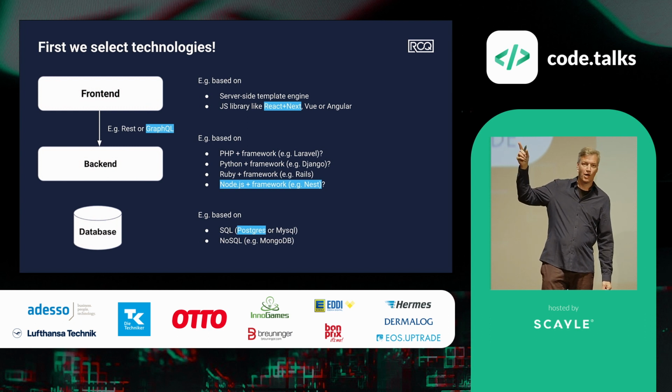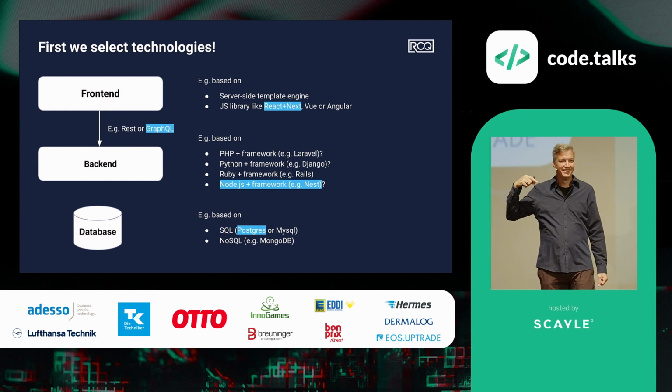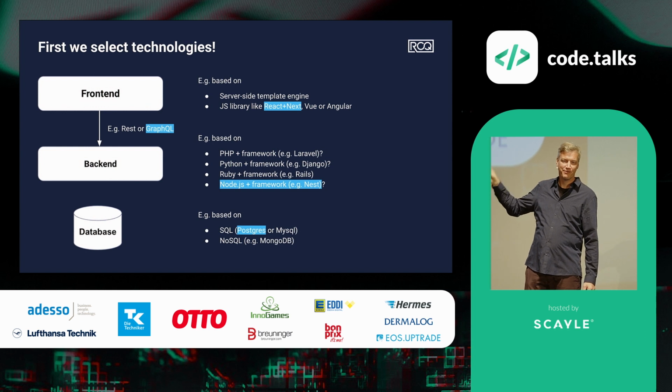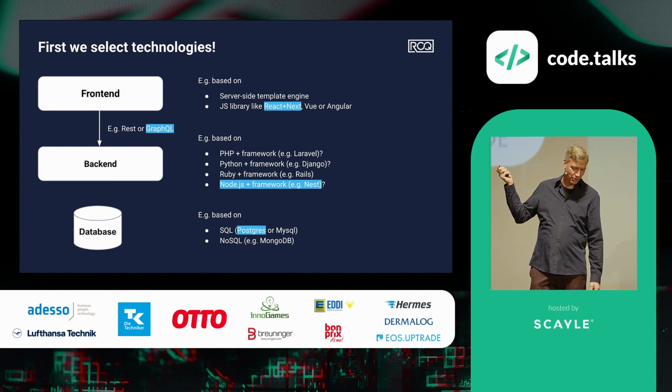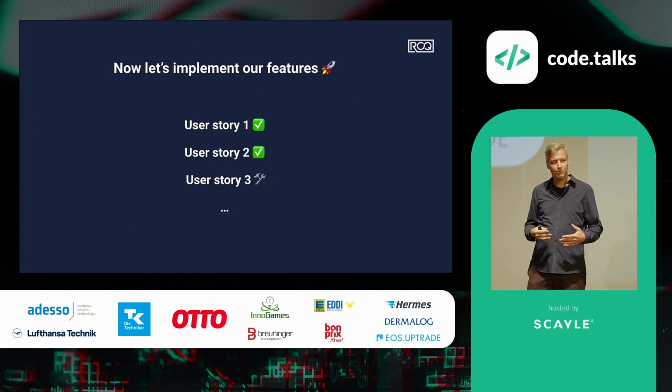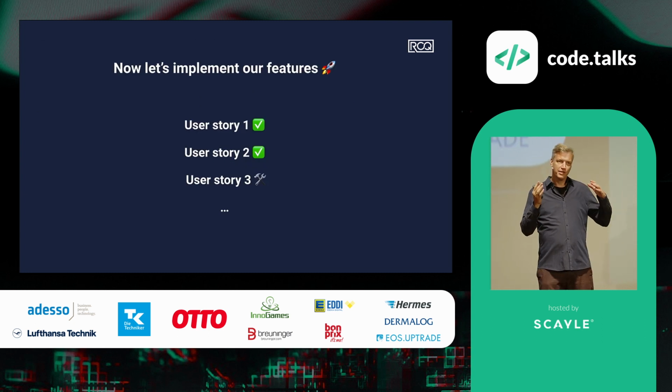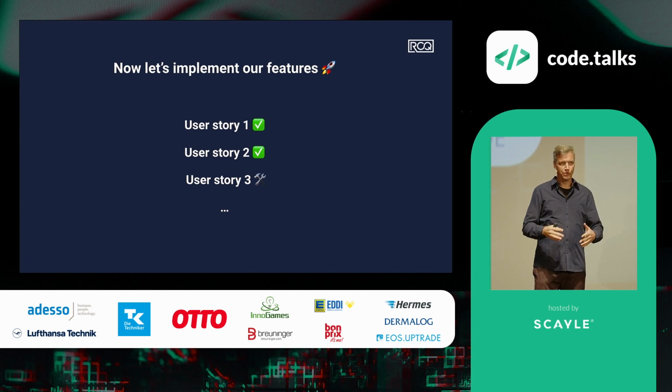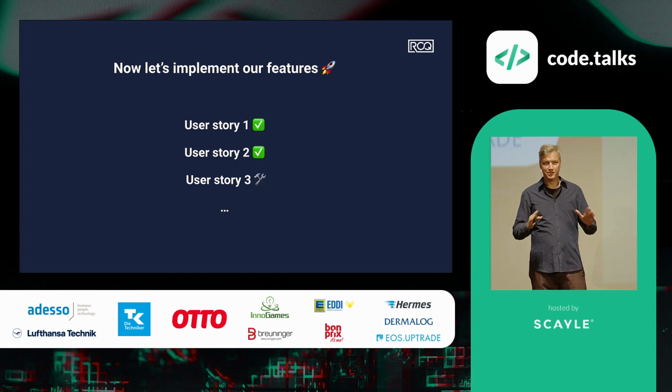The blue one, this is my stack, by the way. So I just wanted to show you what my current preference is. I would go with React, Node.js, Postgres, and GraphQL. Okay, and now you start and build your application. So you go and build user story 1, user story 2, user story 3, and you're happy and it's all good.